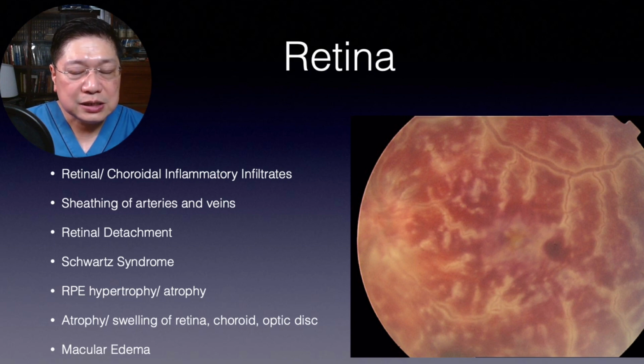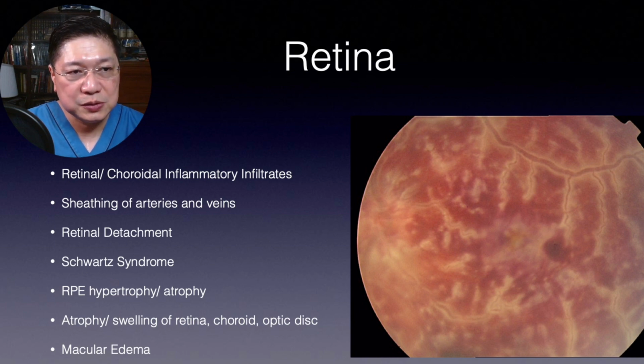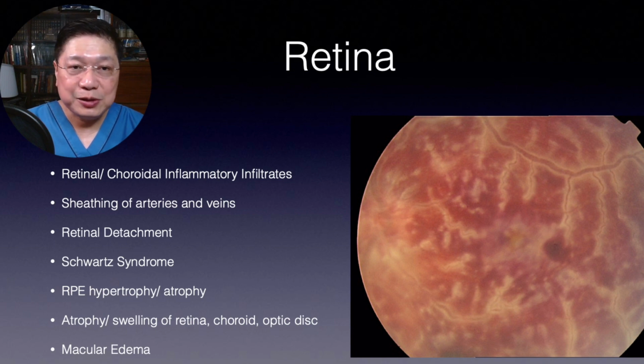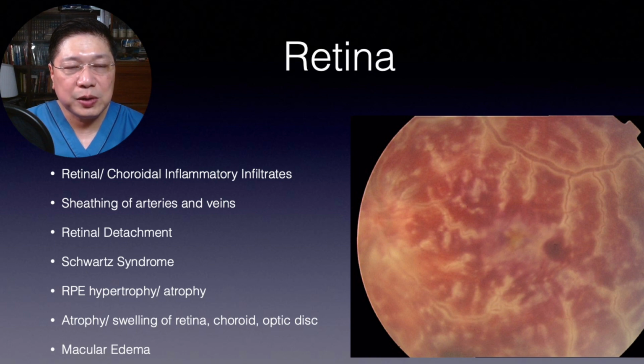Not just at the vitreous, we also see behind the eye, the retina. We could see retinal choroidal inflammatory infiltrates. You have the sheathing of the arteries and veins. Sometimes you will now have retinal detachment or the Schwartz syndrome. You can have the RPE hypertrophy or atrophy, and macular edema or swelling or atrophy of the retina, the choroid, and or the optic disc.